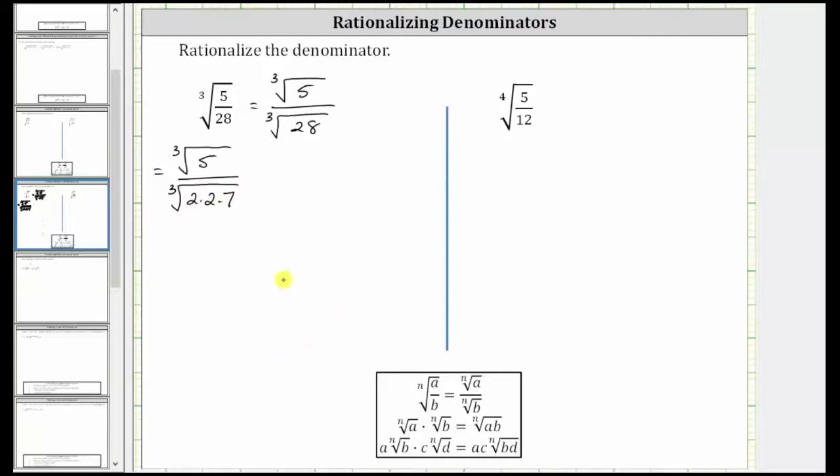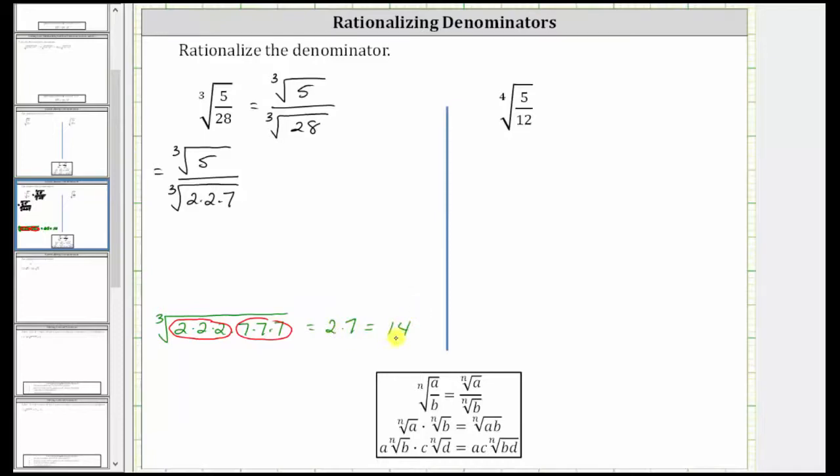Now from here, because we need the radicand of the denominator to be a perfect cube, we would need to have 3 factors of 2 and 3 factors of 7. The idea here is if we have the cube root of 3 factors of 2 and 3 factors of 7, the radicand will be a perfect cube, again, because we have 2 times 2 times 2, or 2 cubed, and 7 times 7 times 7, or 7 cubed. This cube root will simplify perfectly to 1 factor of 2 and 1 factor of 7, which is equal to 14.